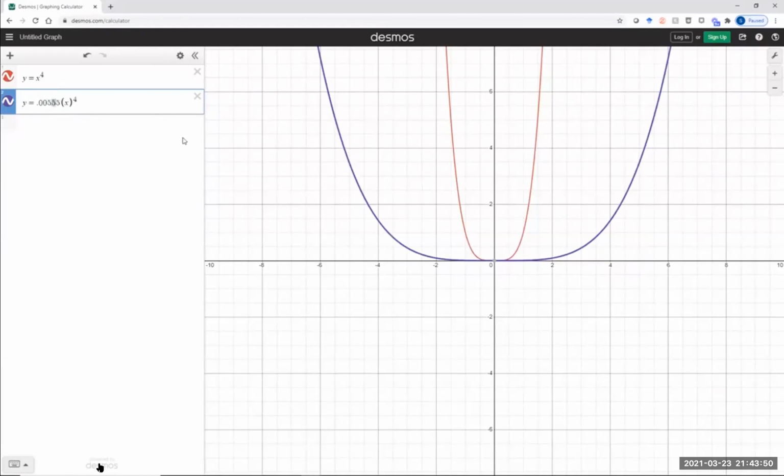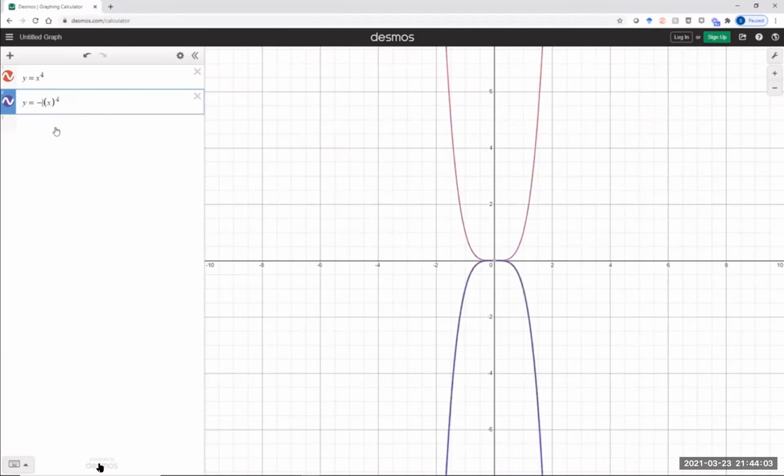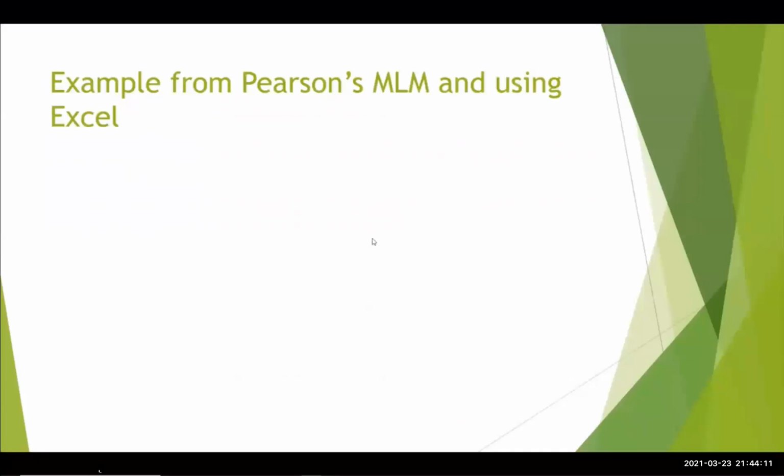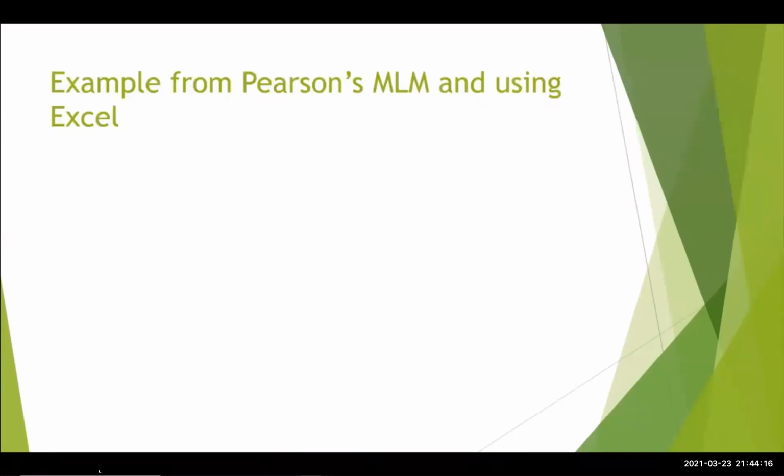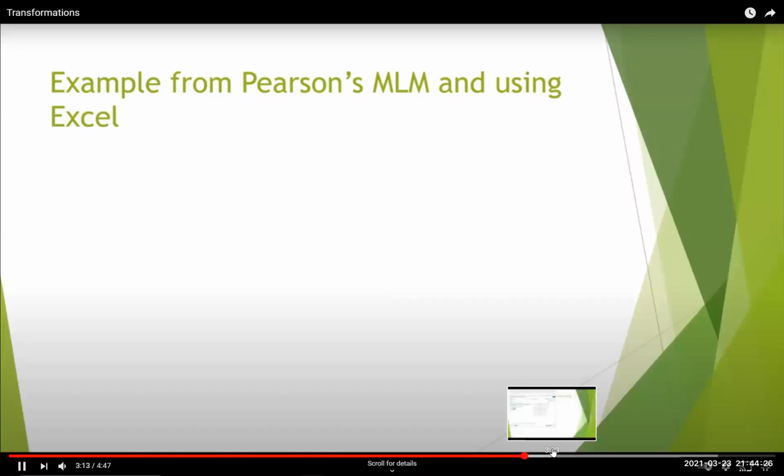Now, something else that we need to think about is reflections. Reflections build off of the shrink and stretch, but you're going to use that negative, and the negative sign will flip it. You've got your original function in red and the new one in purple, and it flips it. So in this video, we talked about how to use Desmos to help you with this.